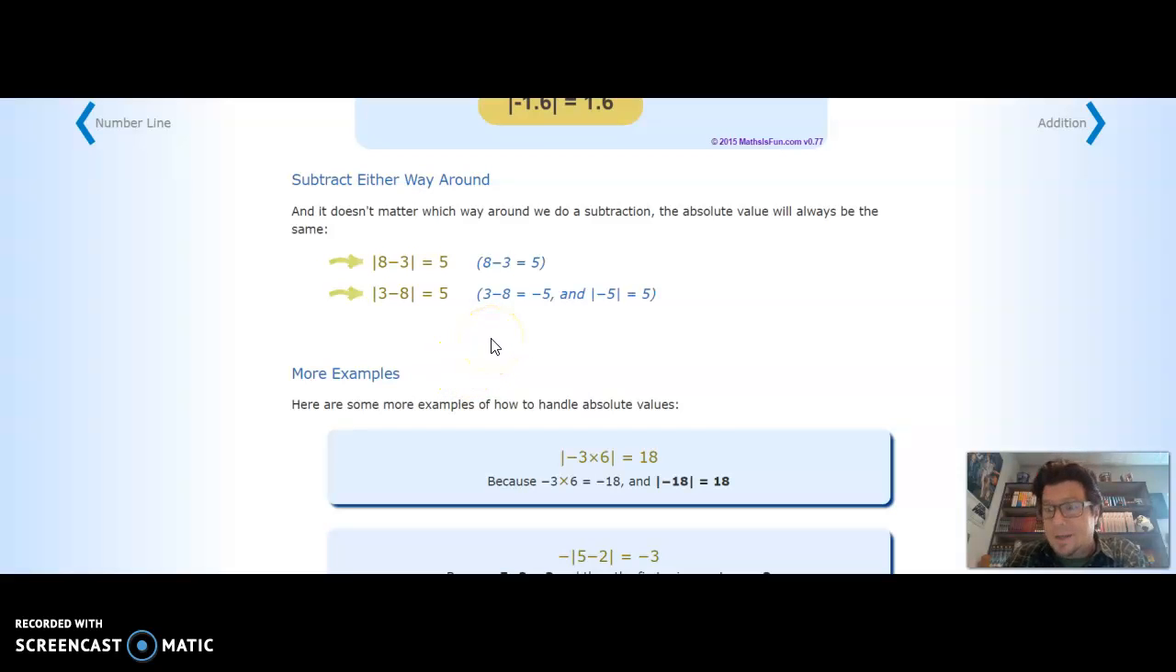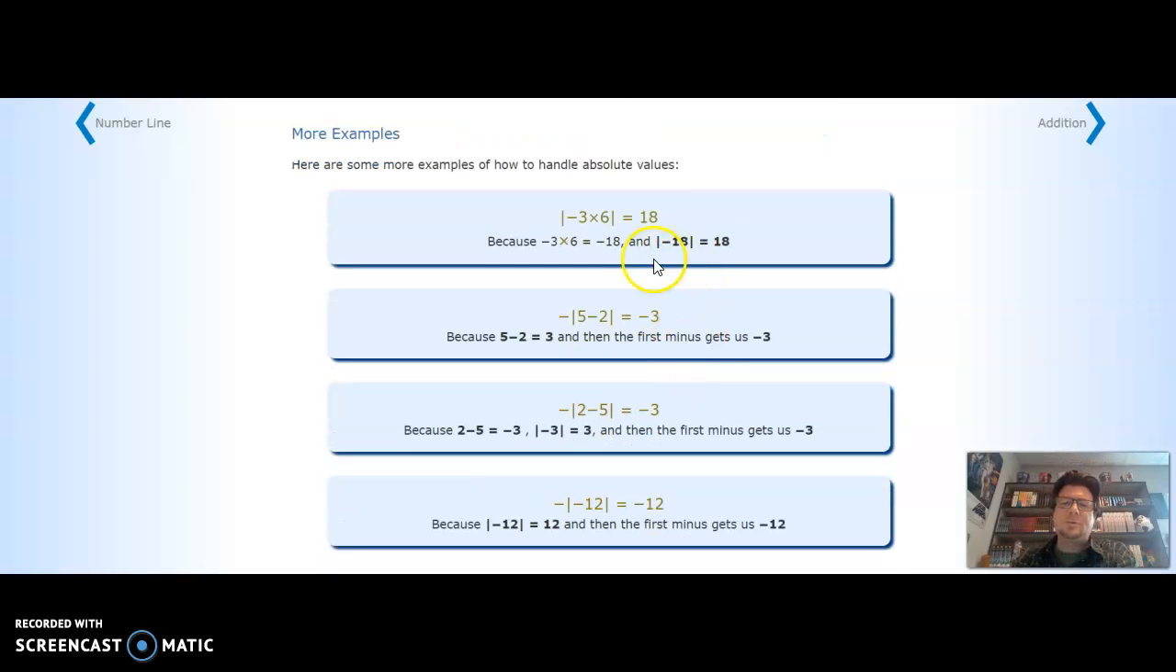So let me say that again. If it has these signs on it, the absolute value signs, and if this even becomes a negative number, its absolute value is going to be positive. Okay? But only if those signs are there. If not, you just do it the normal way that you've already known how to do it. You either add a negative number, or you just subtract. All right. So more examples.